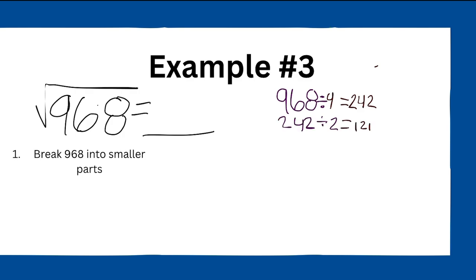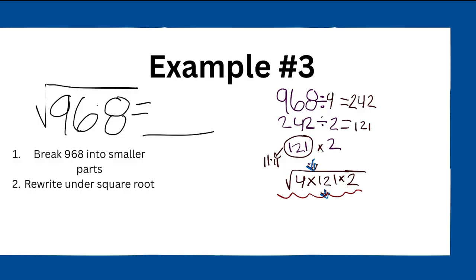And then I want to break this down a little bit more. So I'm going to do 242 divided by 2. I get 121. Wait, isn't that a perfect square? I know that 11 times 11 gives me 121. But now I'm going to undo this and multiply it by 2. And once again, to do that, I'm going to rewrite it as a square root. So we're putting this as a square root.